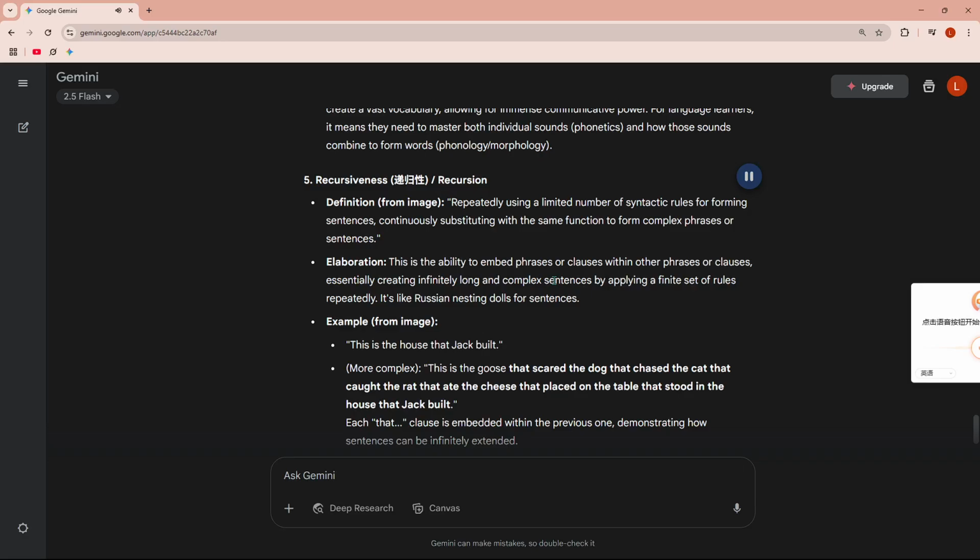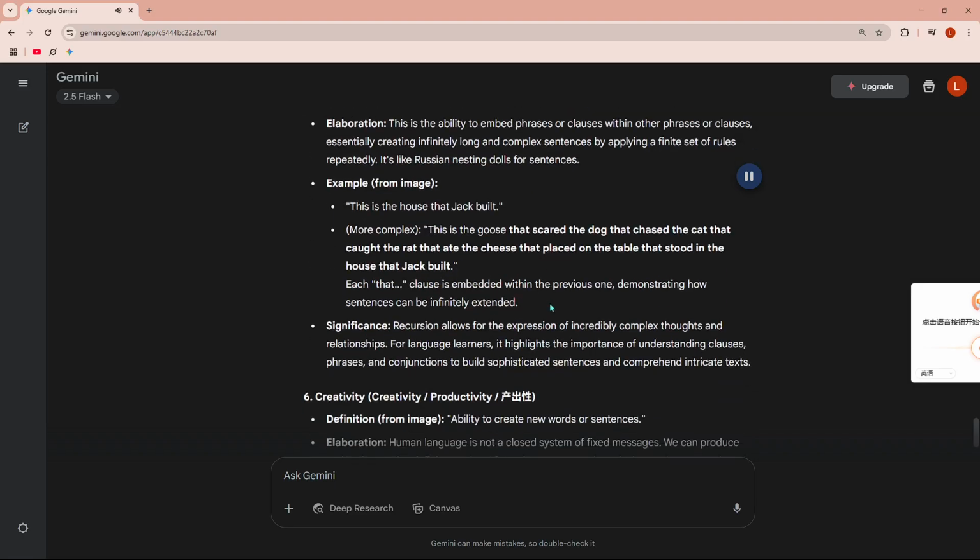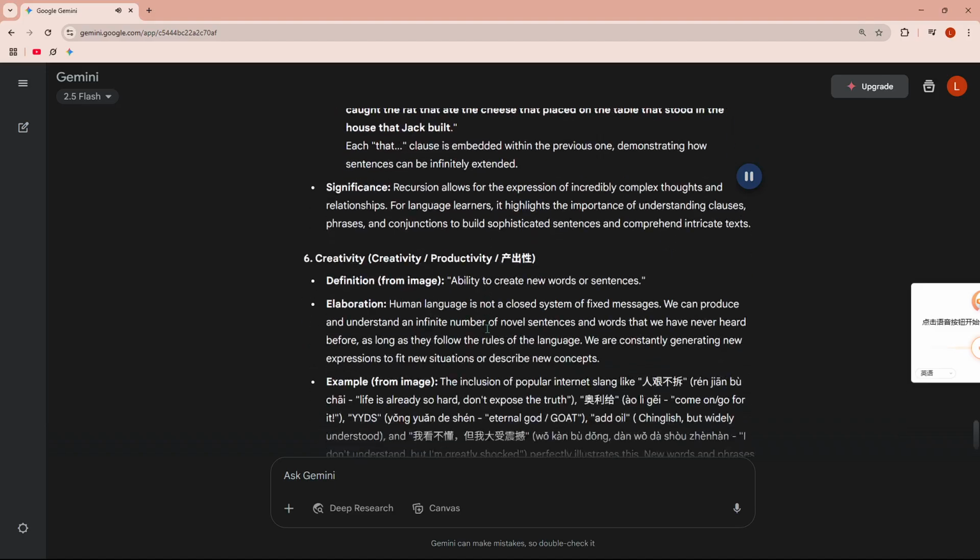Example, from image: This is the house that Jack built. More complex: This is the goose that scared the dog that chased the cat that caught the rat that ate the cheese that placed on the table that stood in the house that Jack built. Each "that" clause is embedded within the previous one, demonstrating how sentences can be infinitely extended. Significance. Recursion allows for the expression of incredibly complex thoughts and relationships. For language learners, it highlights the importance of understanding clauses, phrases, and conjunctions to build sophisticated sentences and comprehend intricate texts.